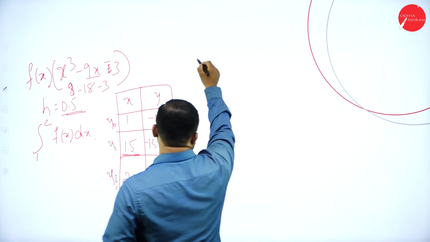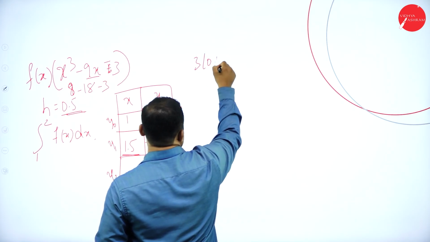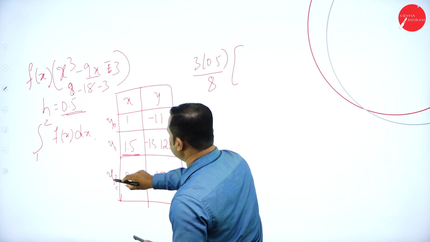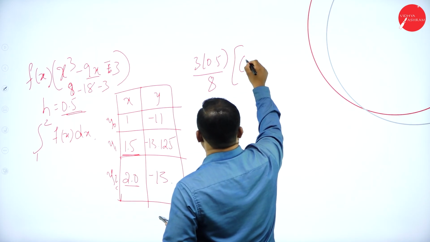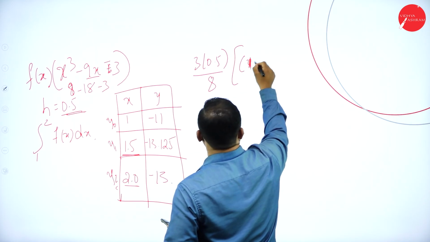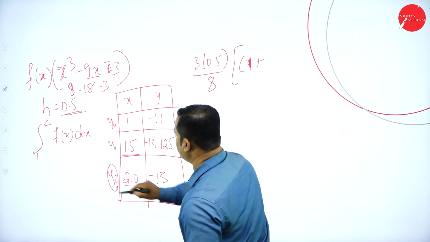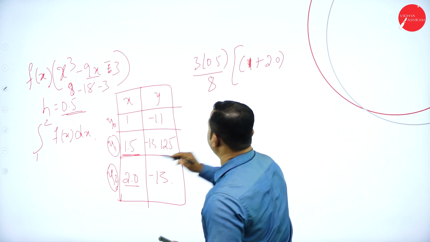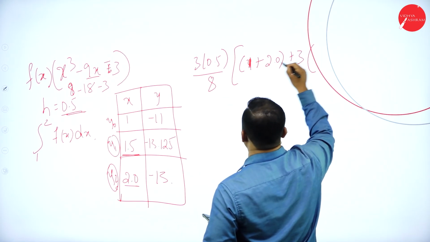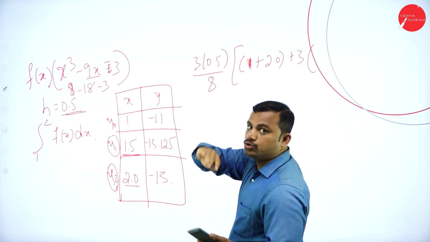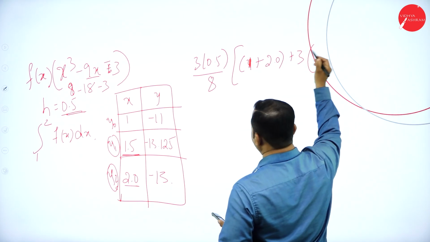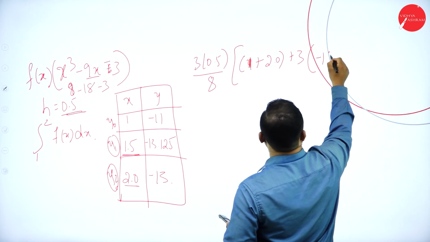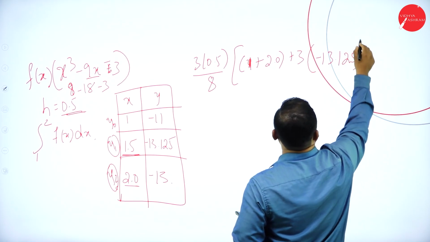What is the formula? 3h by 8. 3 into 0.5 divided by 8 into y0, which is this, plus the last term y2, plus y1. Y1 is multiplied by 3. We do not have values to multiply with 2, so we are considering only 3. That is 3 into y1, which is minus 13.125.